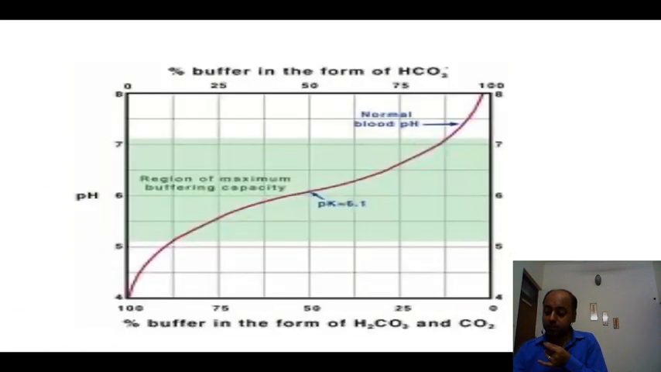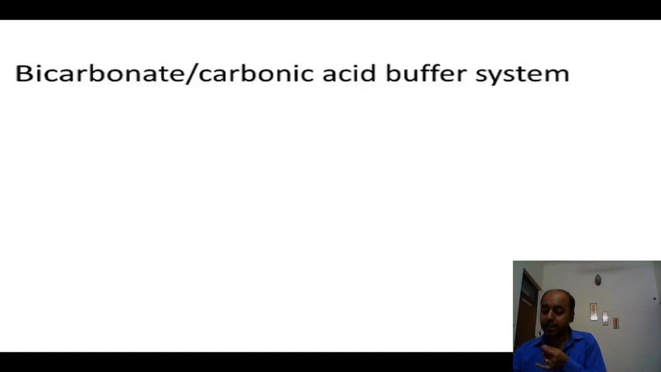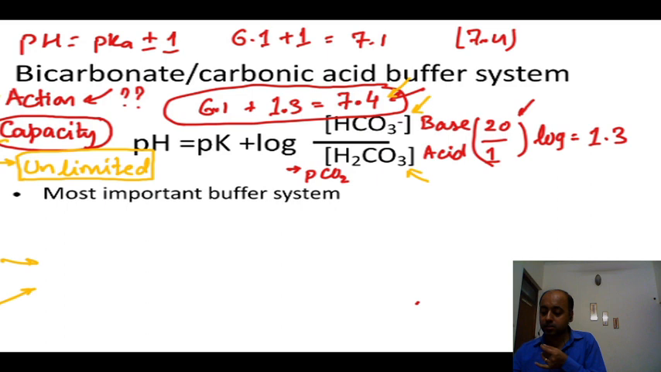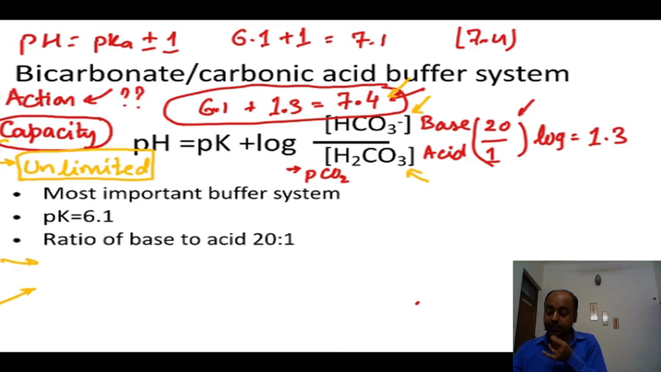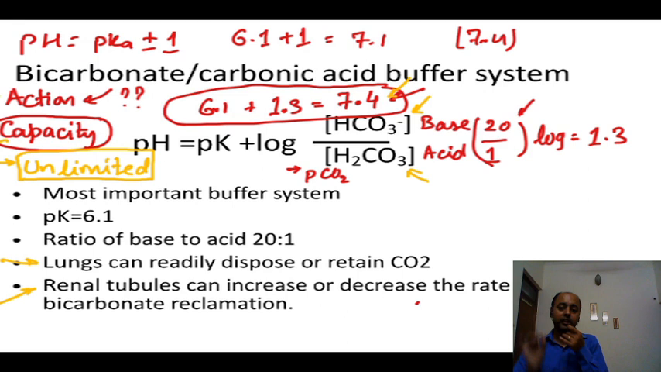I hope that part is clear about the bicarbonate buffer system. It is the most important buffer system. It has the best action at pH 7.4. It has unlimited capacity for action due to help from the kidney and the lungs. All right, let's go to the second most important chemical buffer.